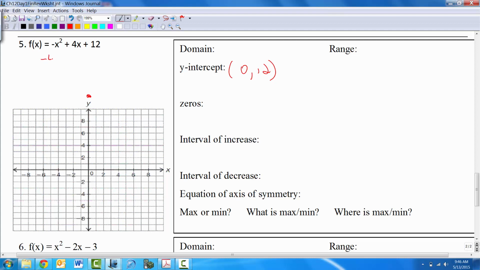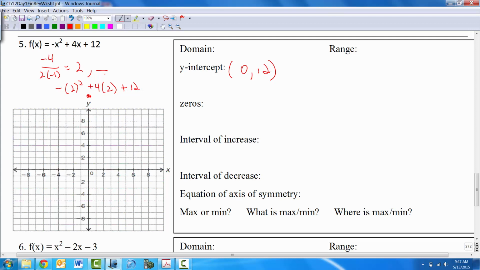So it's negative b when you have a standard form over 2a, which is -4 over -2, which is 2. 2 comma what? You plug in 2. Now be careful. You do not square that negative. 2 squared is 4. 4 plus -2 is -2. What? 4 with a negative on is -4.